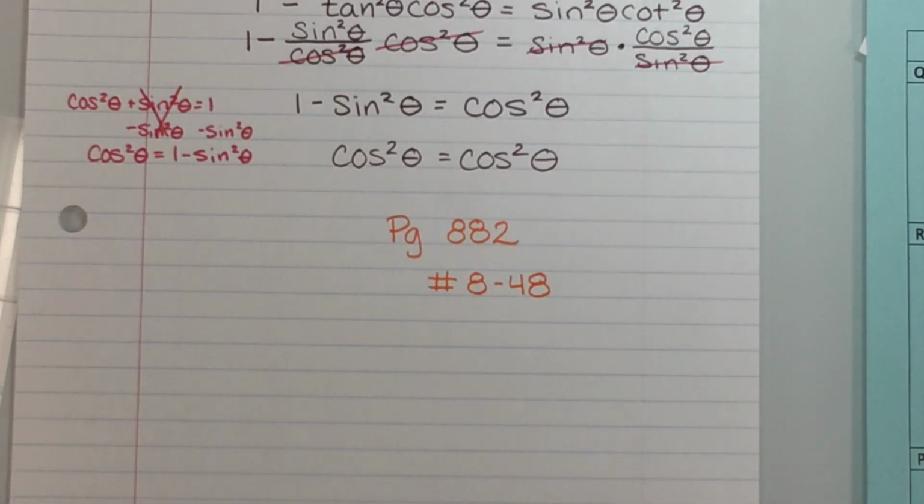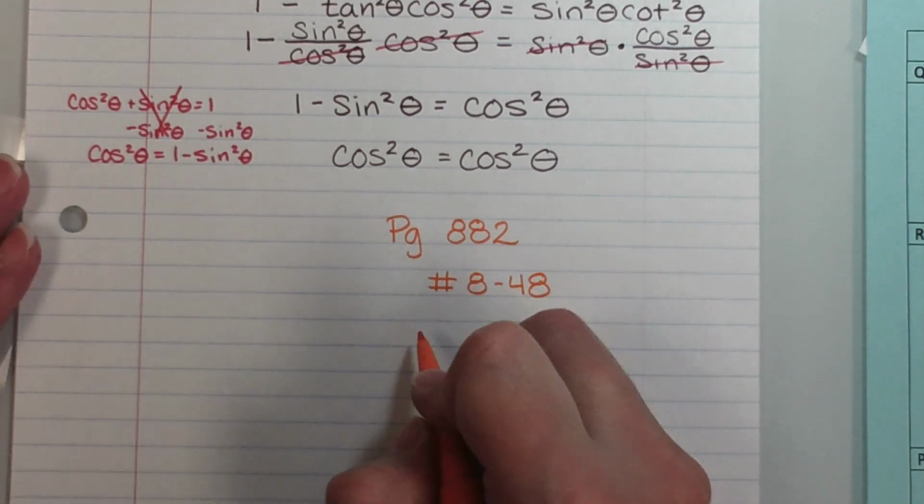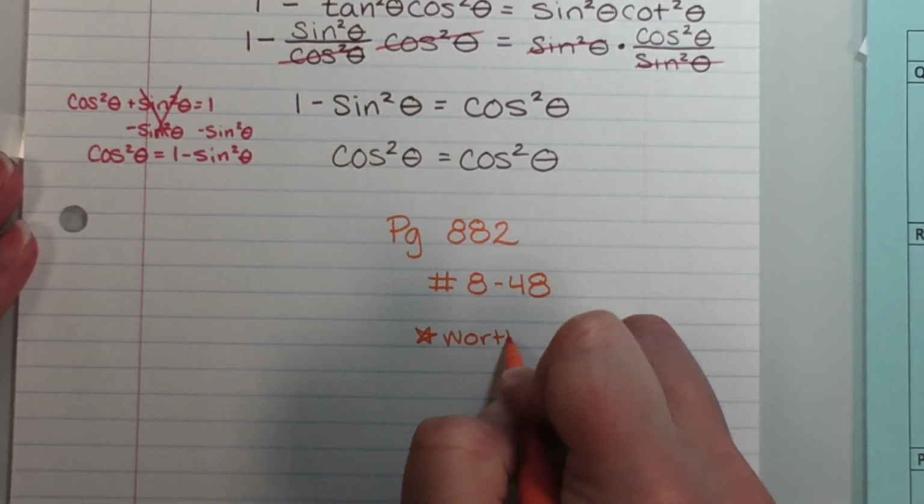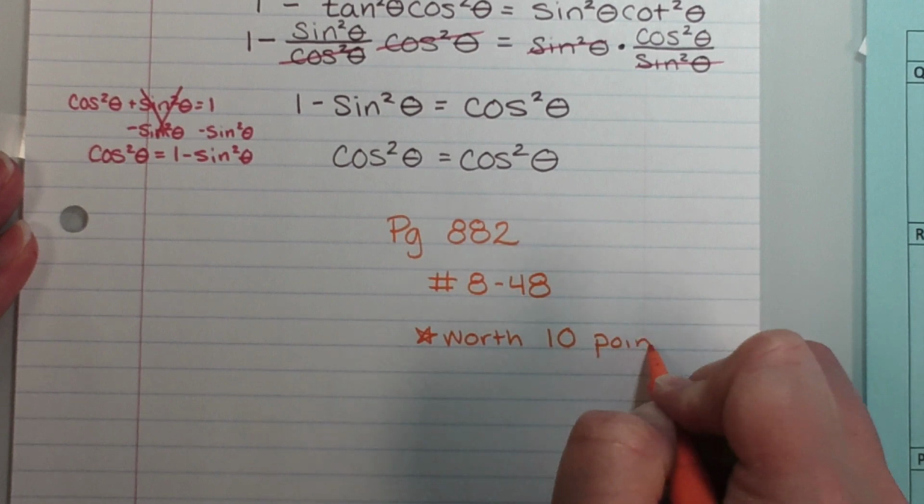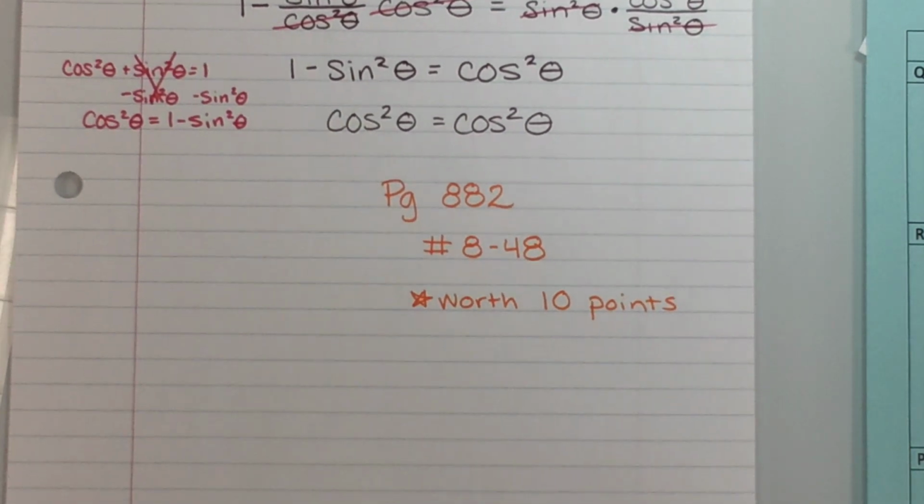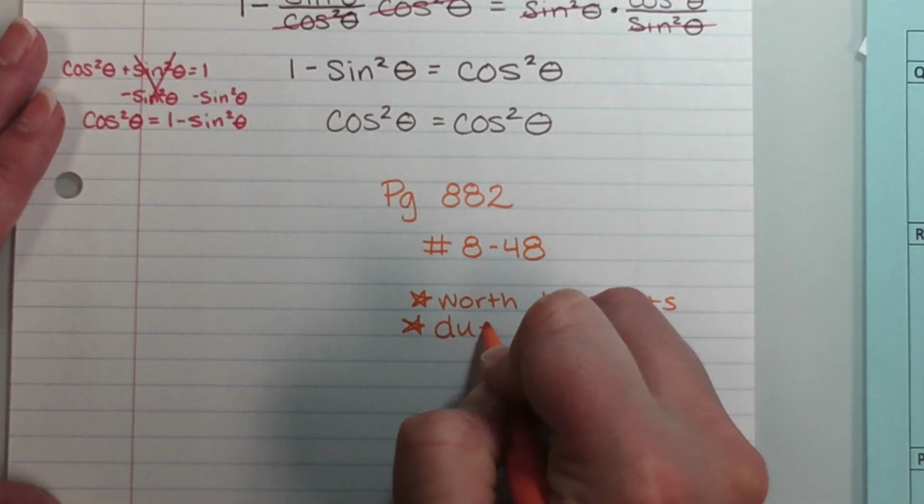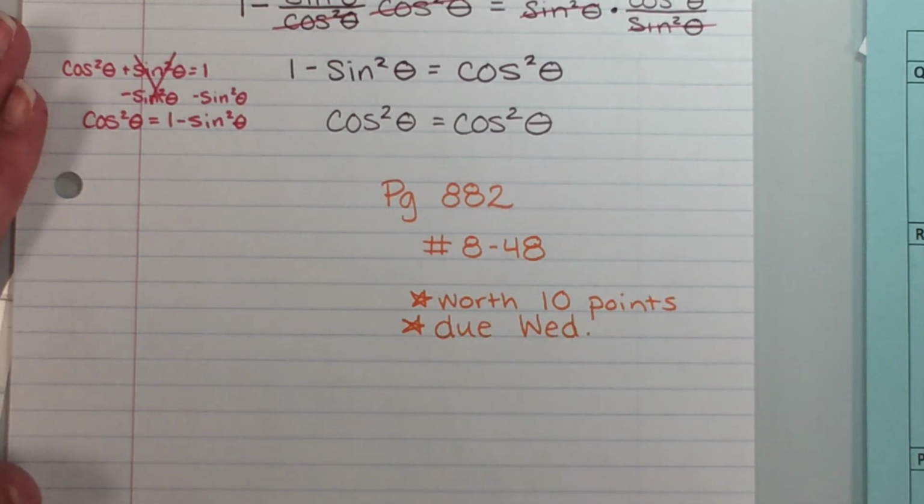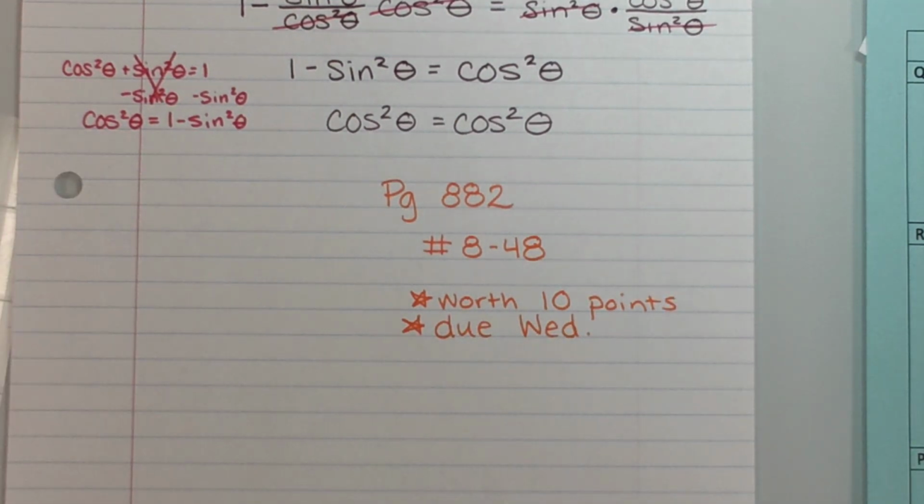Here's questions 8 through 48. It is worth 10 points. I want you going through and getting the practice at this because very, very few people can do simplifying and verifying trig without getting that practice, a good chunk of practice. It is due on Wednesday. It's not the typical 2 days. It's got 1 extra day in there because it's a multi-day assignment.